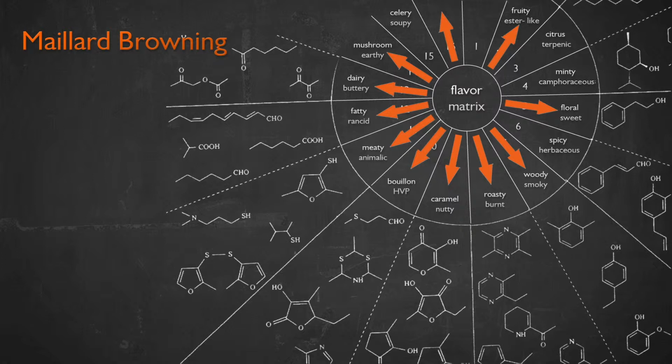Another feature that makes Maillard reactions especially interesting from a chemical perspective is that they're often exothermic reactions. So there are two kinds of reactions. There's endothermic and exothermic.